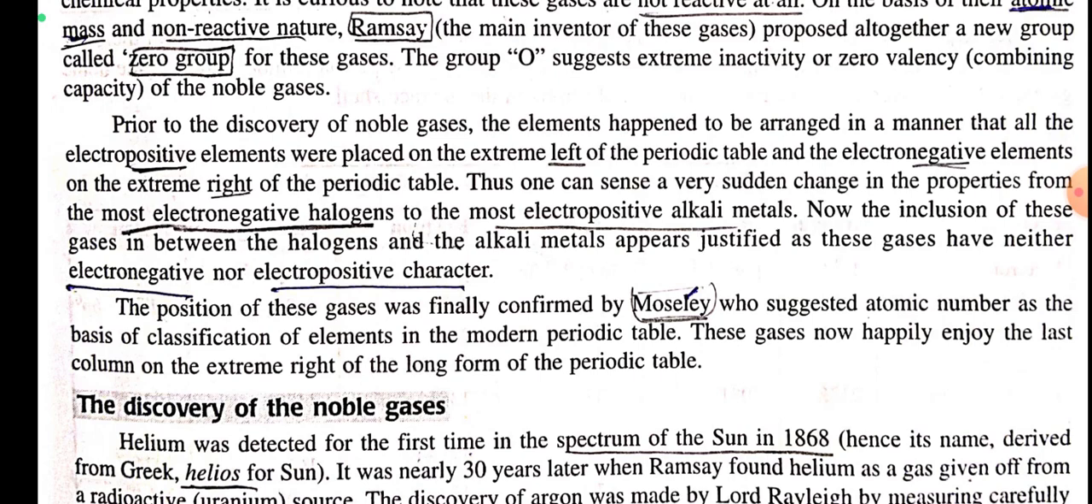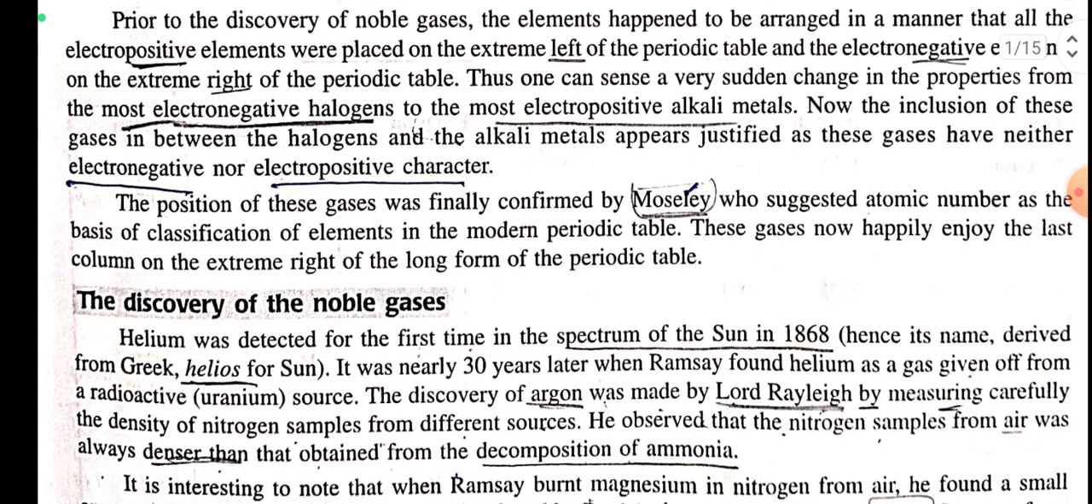Prior to the discovery of noble gases, the elements happened to be arranged in a manner that all the electropositive elements were placed on the extreme left of the periodic table and the electronegative elements on the extreme right of the periodic table. Thus, one can sense a very sudden change in the properties from the most electronegative halogens to the most electropositive alkali metals.